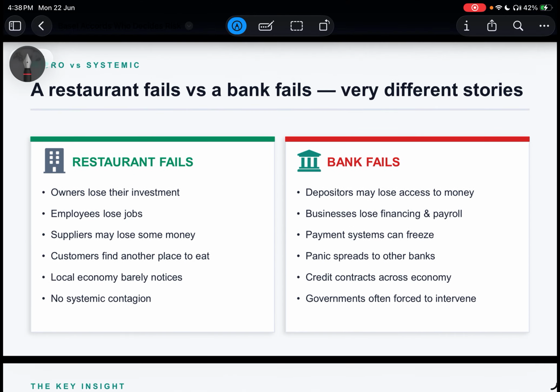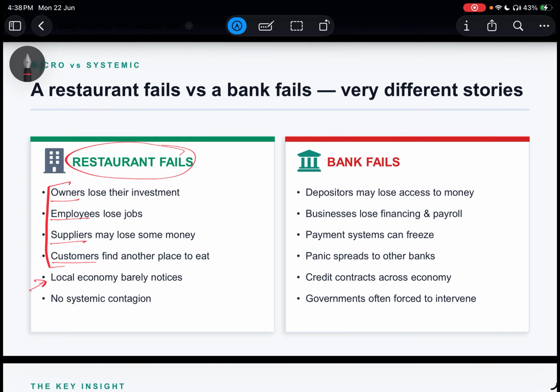Now, see, let's bring it back. Why are they different? See, when we're talking about a restaurant failing, what is happening? Try to understand this. When the restaurant is failing, who is having a loss? The owners, the employees, the suppliers, the customers, right? What are these? These are the stakeholders that are associated with that particular business only. Even the local economy barely would notice that a restaurant is gone.